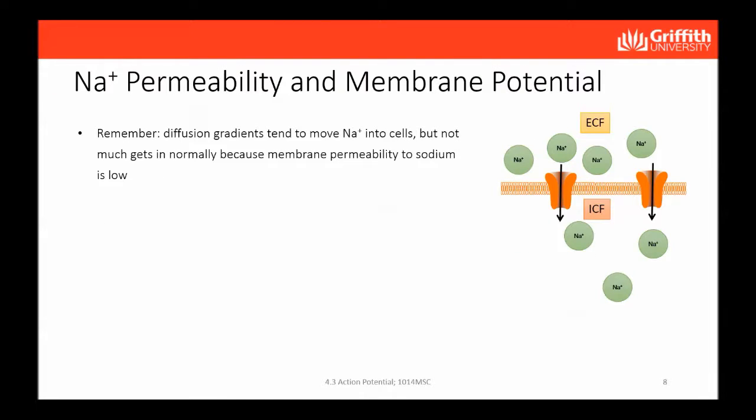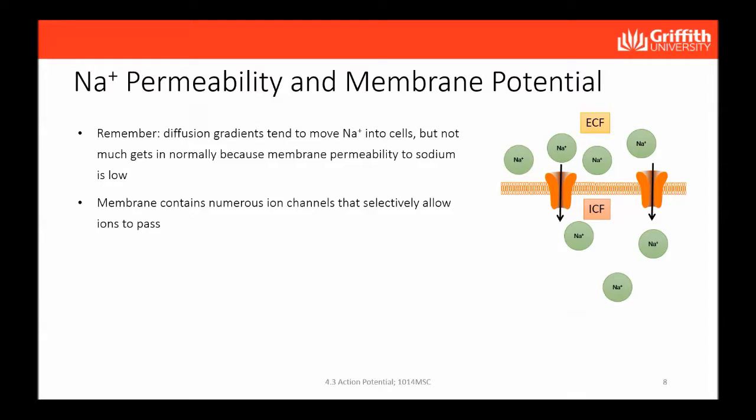Sodium permeability is crucial in changing the membrane potential of a neuron. Remember, sodium constantly tends to diffuse into the cell because of its electrochemical gradient. However, not much sodium gets into the cell because the membrane permeability to sodium is very low.